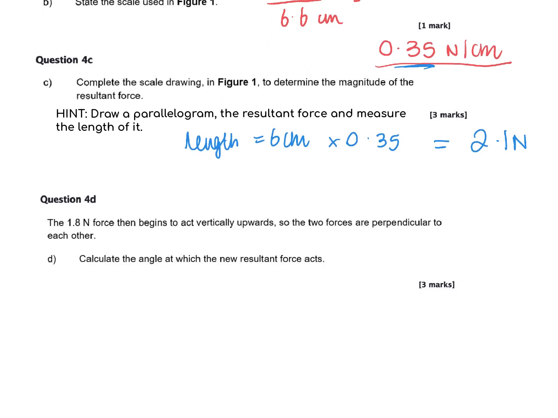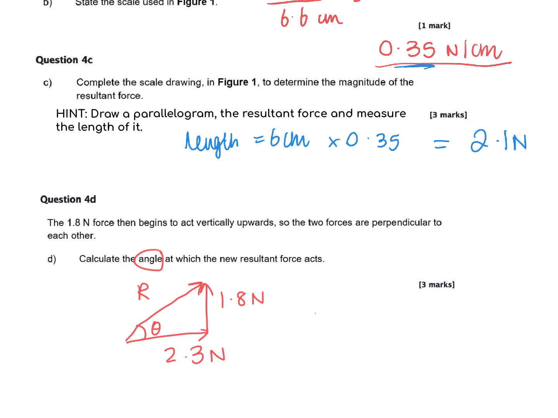And finally 4D, one that is definitely achievable for you because we put our right angles back in. So this time our 1.8 newton force is going to act vertically upwards, 1.8 newtons. And across we've still got our 2.3 newtons. We could calculate our resultant force here, but it doesn't want us to. It actually wants the angle here.